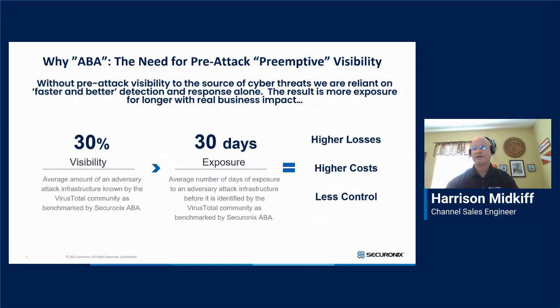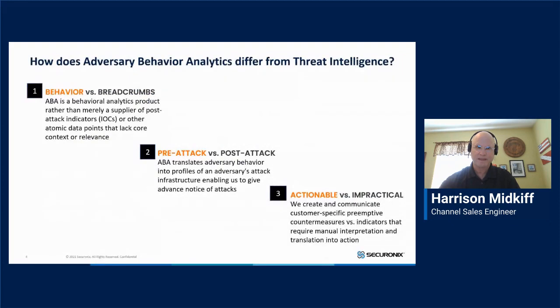Why is adversary behavior analytics important? It's important because what we want is preemptive visibility of attacks before they start inside the environment. We know today that only 30% visibility is out there of the known infrastructure of attacks that are currently happening. And in addition to that, it can take as long as 30 days before indicators of compromise are being added into current threat feeds. This equates to high losses, costs, and even less control that you have inside the environment.